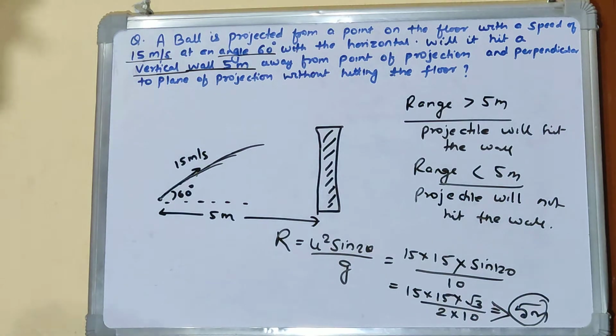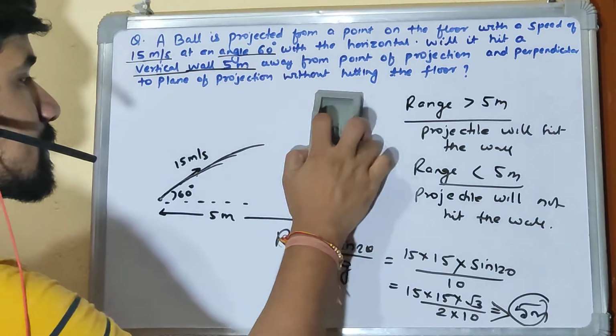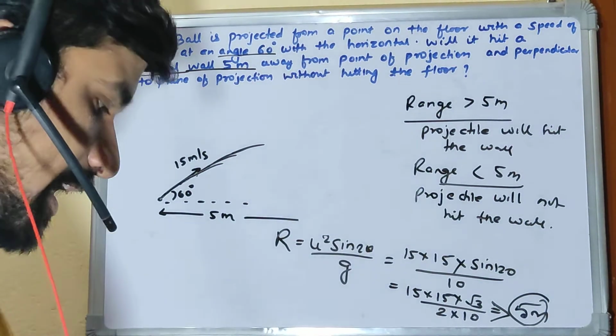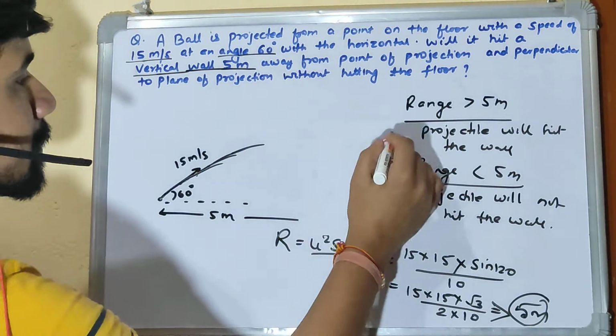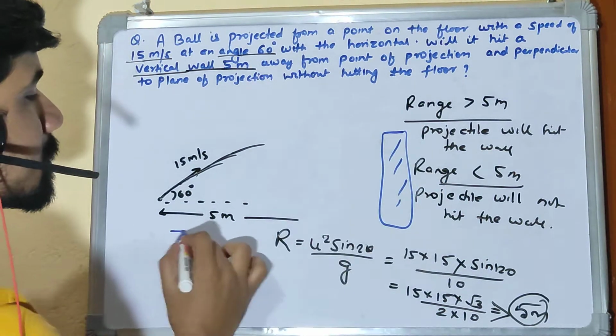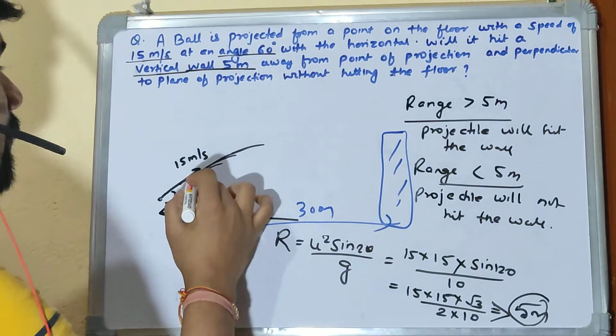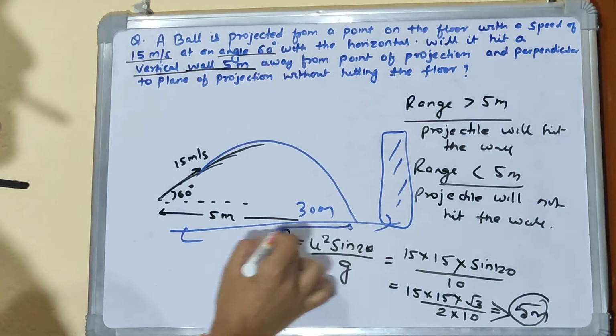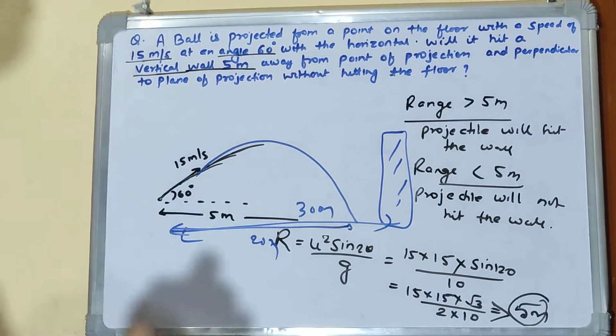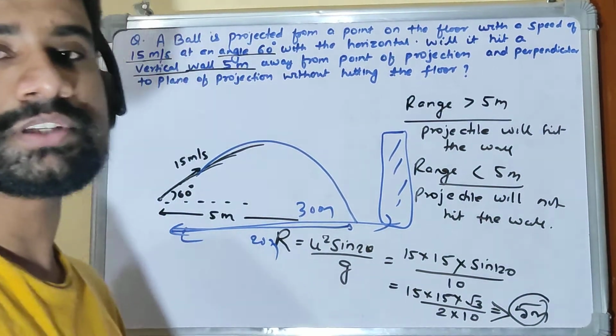But if I take this wall away from this distance, and let's say place it somewhere at 30 meters, the projectile will not hit the wall, because it will come down and land somewhere at this 20 meters itself and it won't hit the wall. So the question can be given both ways.